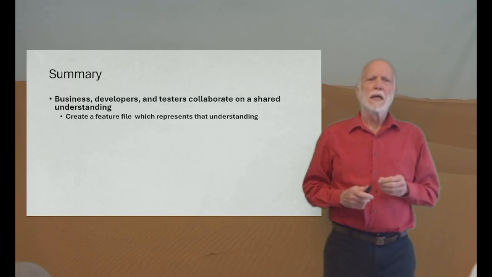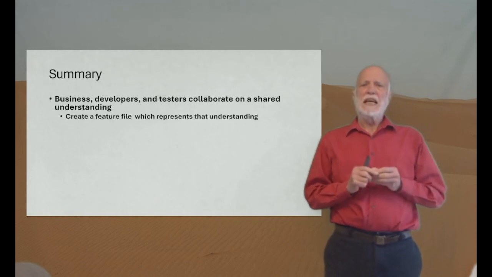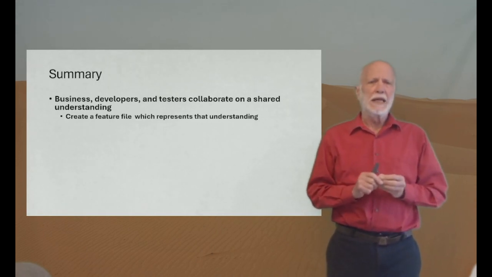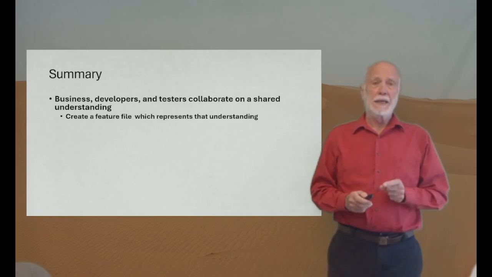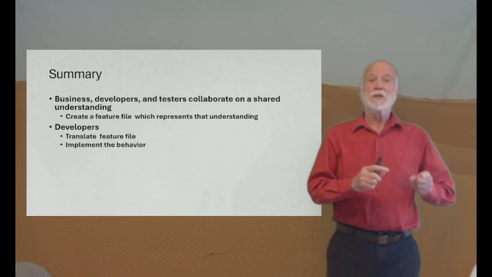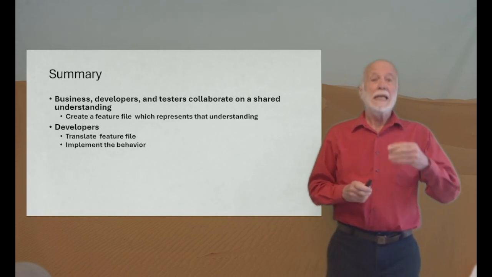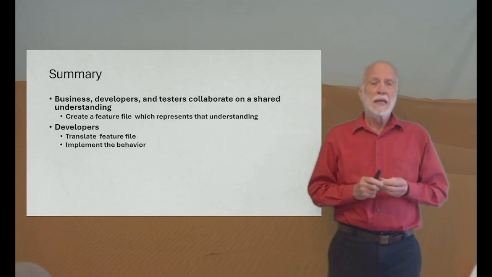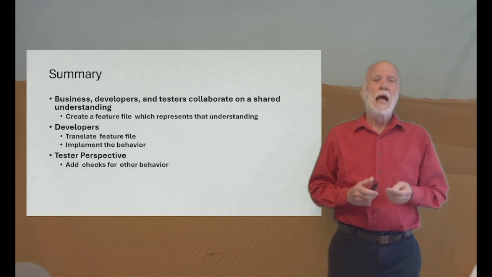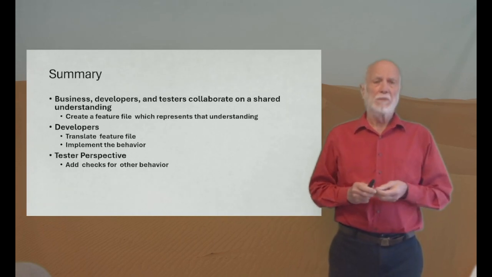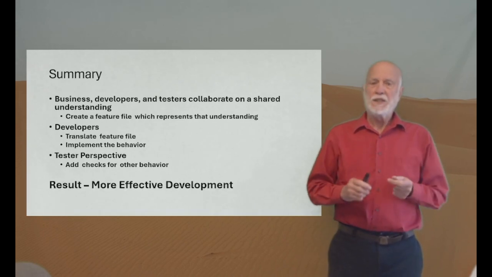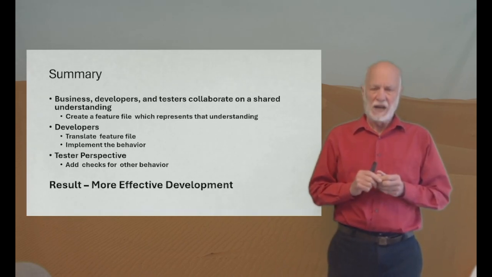So to summarize, the business, developers, and testers collaborate on a shared understanding. They create a feature file that represents that understanding. The developers translate the feature file into the implementation language, implement the behavior, and from the tester perspective, we add the checks for other behavior. The result? More effective development.